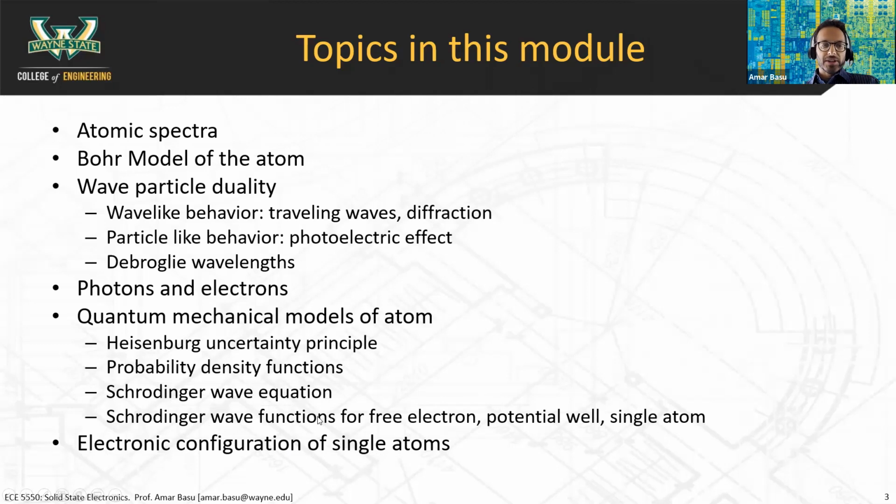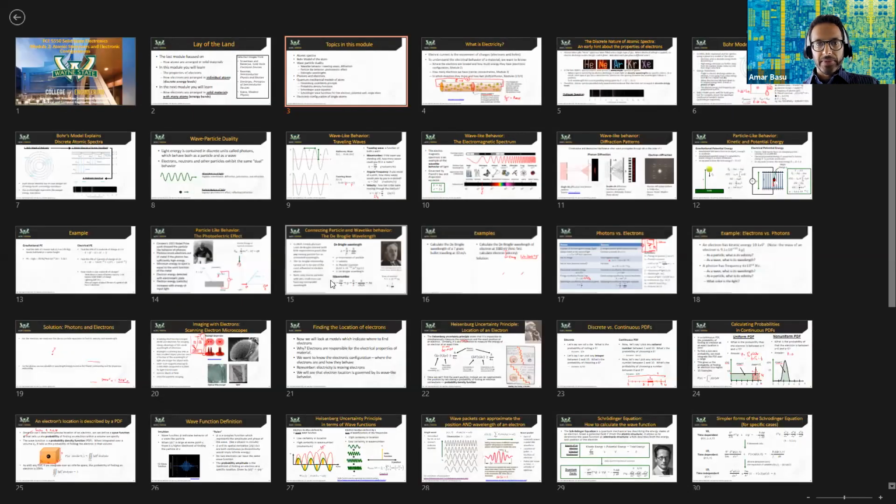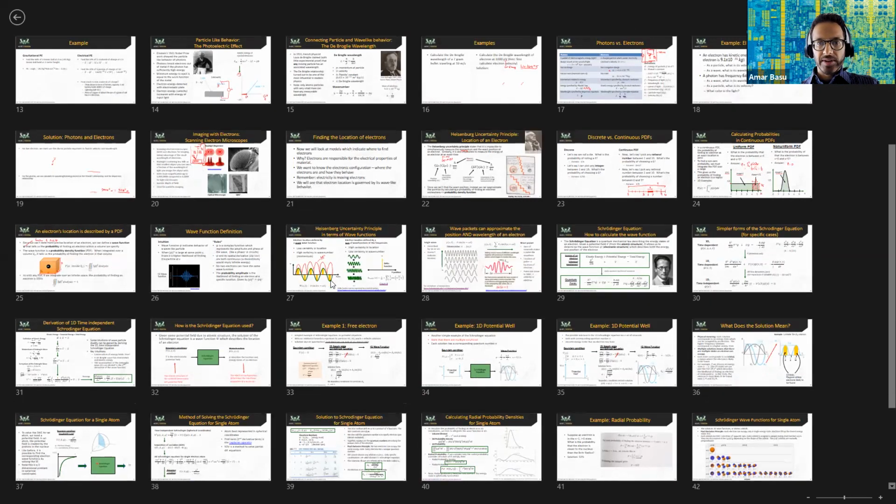I just want to remind everyone that since this is not a class on differential equations, it's not a class in quantum mechanics, some of the treatment of this material is going to be an overview, a superficial treatment, but enough to understand how they work and their importance in solid state electronics. All right, so let's start by quickly recapping last time. We'll talk about the Heisenberg uncertainty principle and probability density functions.